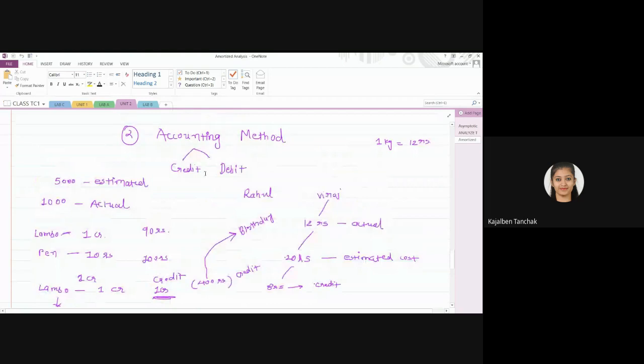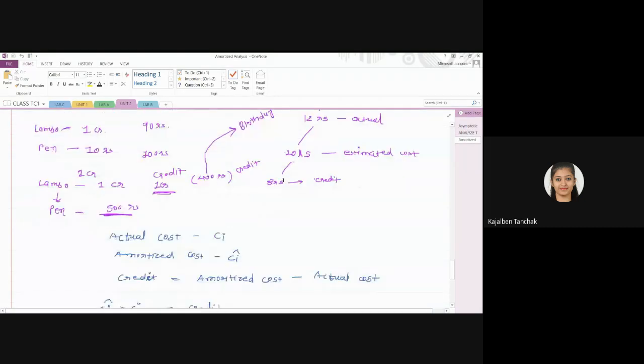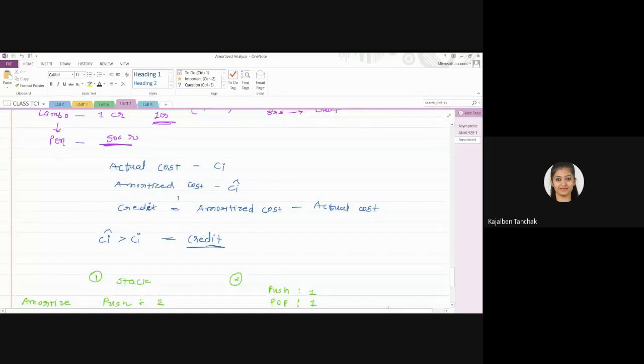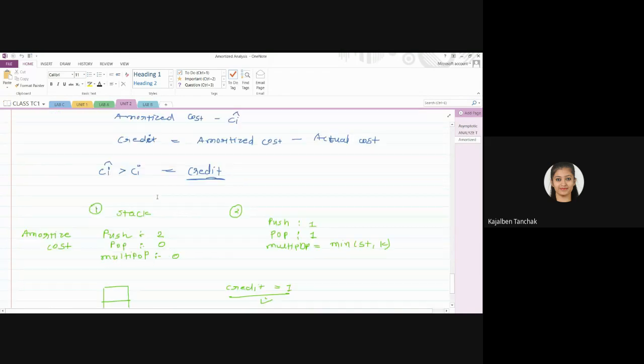In the accounting method, it depends on credit and debit. We have the amortized cost, which is the estimated cost, and the actual cost. Whenever the amortized cost is greater than the actual cost, we save the difference as credit. Whenever we have some other expensive operation and need some money, we use this credit. So the formula is: credit equals amortized cost minus actual cost, right? This is how we store the credit.